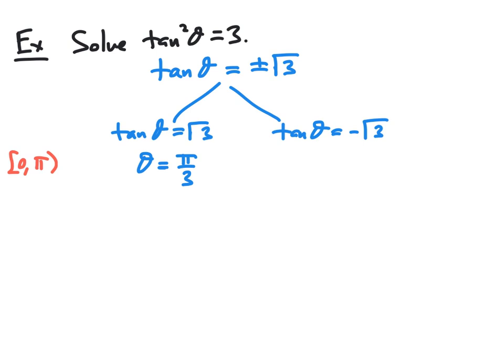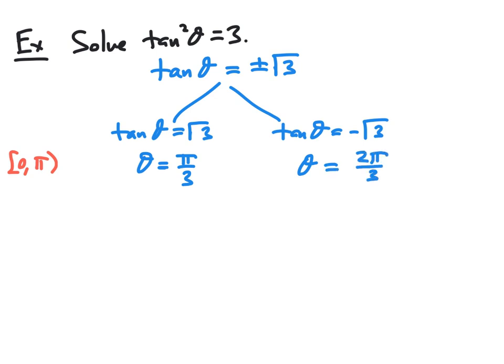For the second equation, we want a tangent equaling a negative square root 3. And so the negative sign indicates that we are in quadrant 2, and otherwise being the same numerical value tells us that we have a reference angle of pi over 3. And so here we get theta being 2 pi over 3.